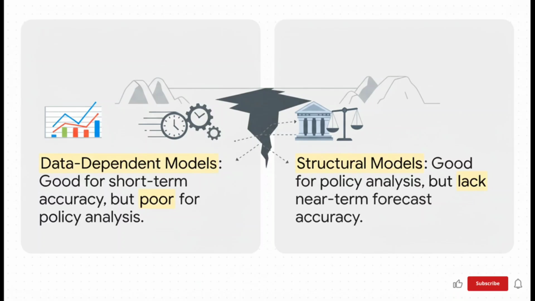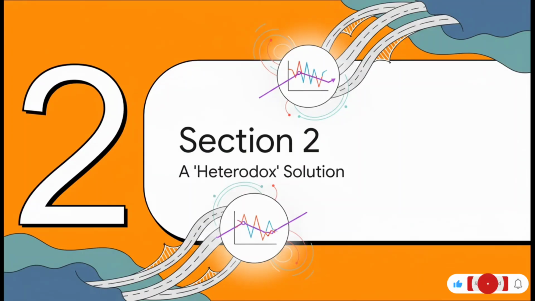On one side, you've got these data-heavy models, think machine learning, that are fantastic for predicting what's going to happen next week or next month, super accurate in the short term. But they're not great for analyzing long-term policy changes. On the other side, you have these big structural models. They're built for policy analysis, but they often miss the mark on near-term forecasts. You see the problem? There's a huge gap in the middle. So, the big question is, how do you bridge that gap?